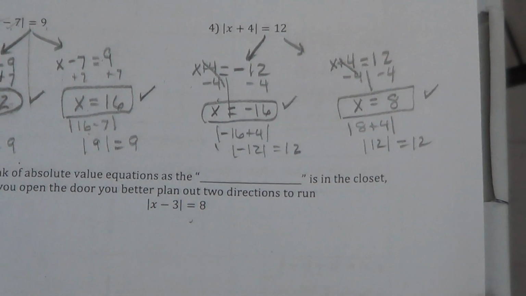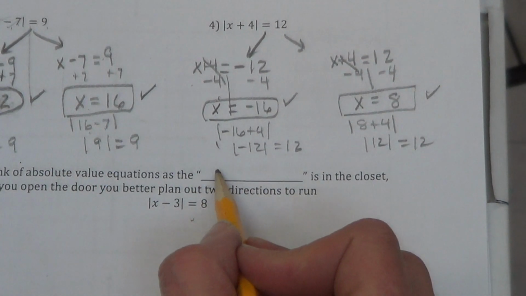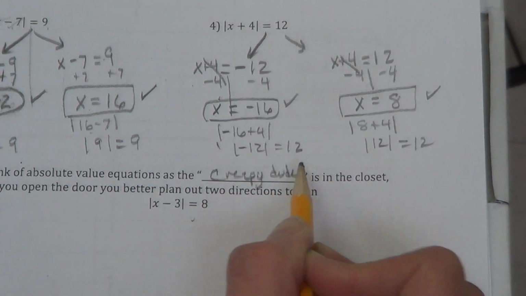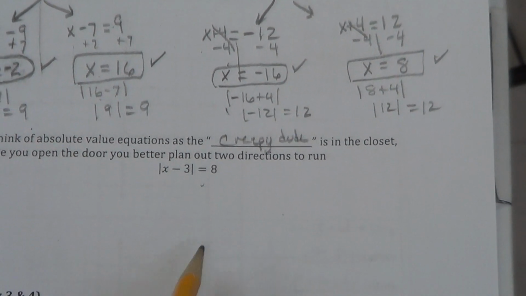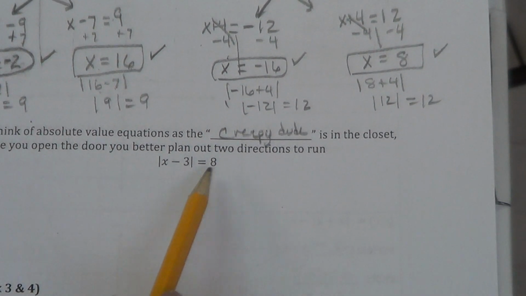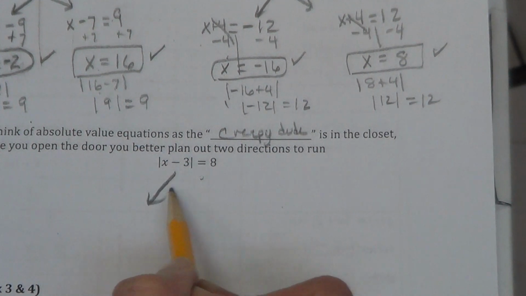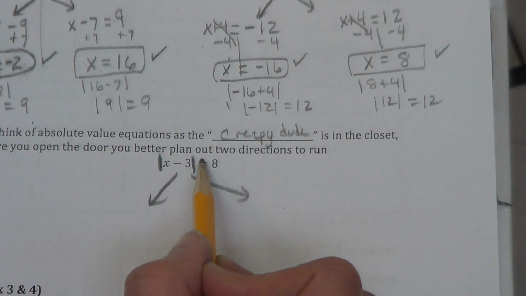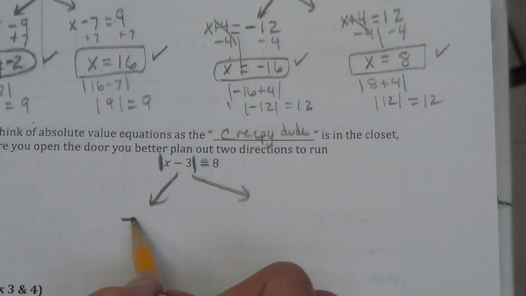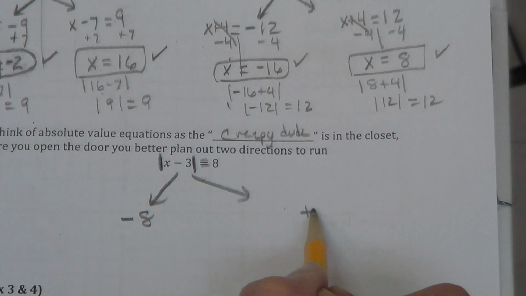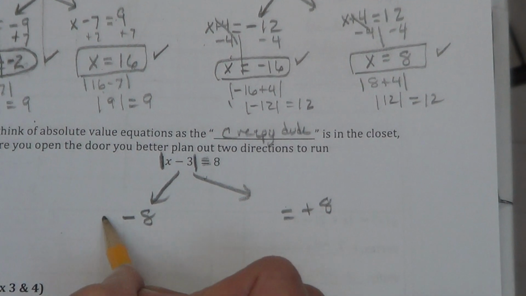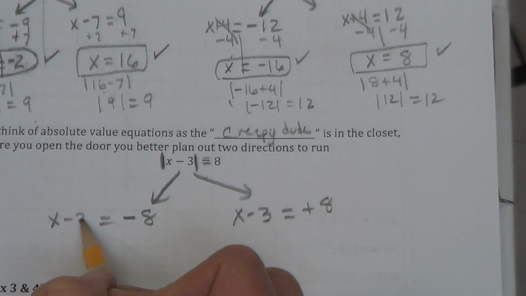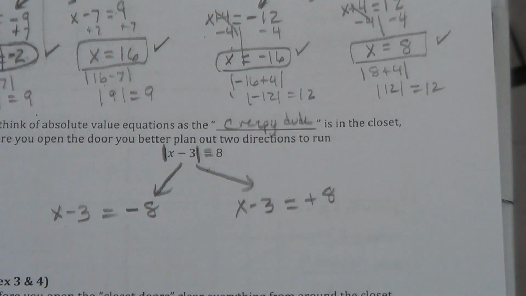In the blank down there, I think of the absolute value equation as the creepy dude in the closet. Getting kind of freaky here. Okay, before you open the door, you have to plan your two directions. So as soon as you have the doors to the closet with nothing around them and it's set equal to a number, write the answer there as a positive and negative. Then bring down what's inside your closet doors to solve it. That's the magic step right there to get your two different answers.